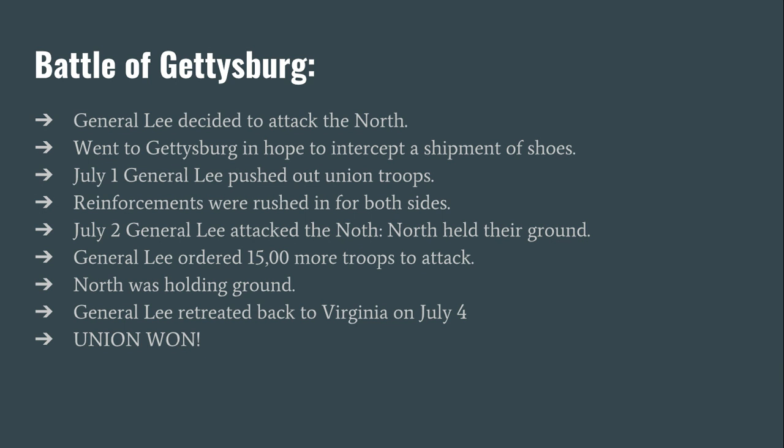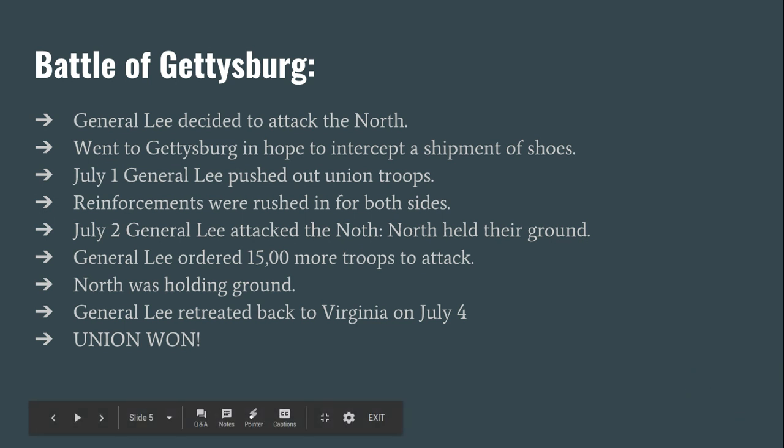On July 1st, General Lee pushed out Union troops. Reinforcements were rushed in for both sides. On July 2nd, General Lee attacked the North, but the North held their ground really strong. General Lee ordered 15,000 more troops to attack, but the North was still holding strong. And with the North holding so strong, General Lee retreated back to Virginia on July 4th, and the Union won the Battle of Gettysburg.